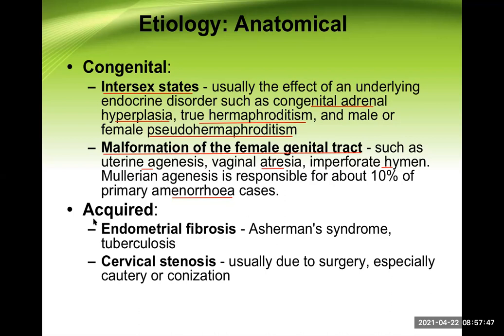Regarding the acquired anatomical causes of amenorrhea, there is endometrial fibrosis, which is known as Asherman syndrome. This is the term we use if there are multiple scars formed inside the uterine cavity, and the walls of the uterus stick with each other. So the uterine lumen will be very narrow. Or you can remember it like this: there is lots of adhesion formation inside the uterine cavity.